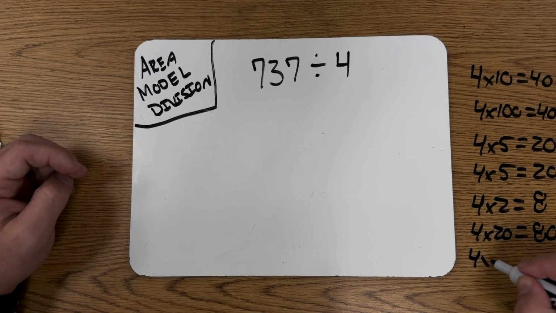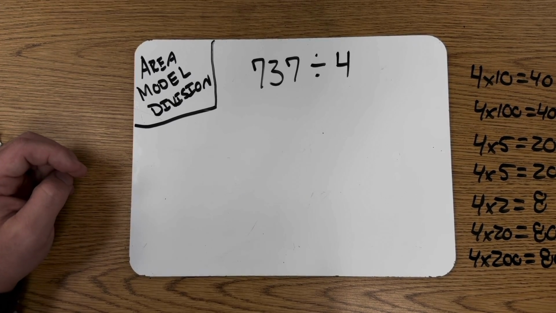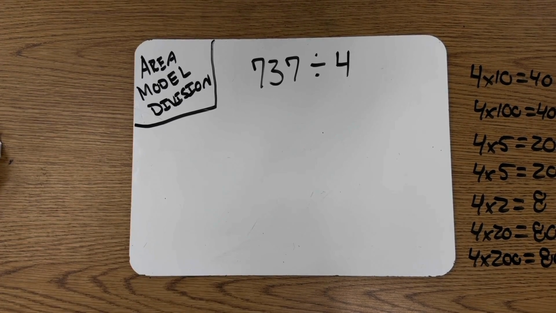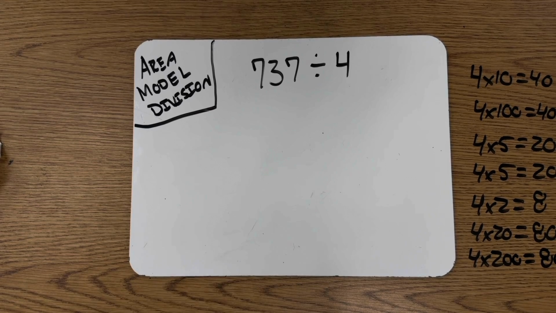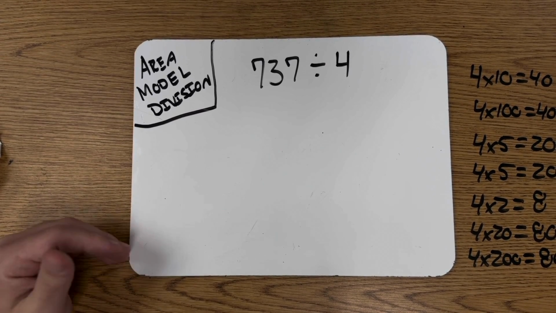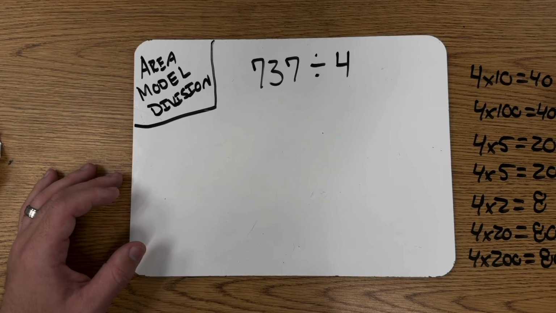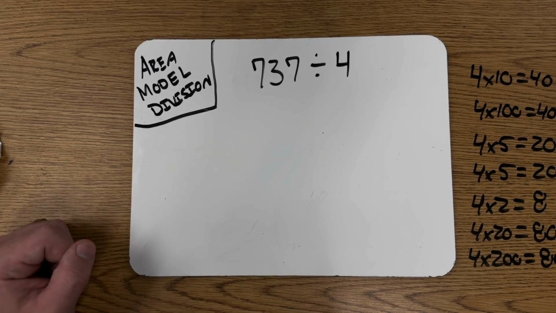We could even say 4 times 200 equals 800. I encourage the students to write down a list of some of these common facts. It just helps them get a jumping point into where they need to be to solve the problem. So the first step should be to write down these facts. And I recognize now that it's cut off on the side here. But yeah, 8, 80, and 800.